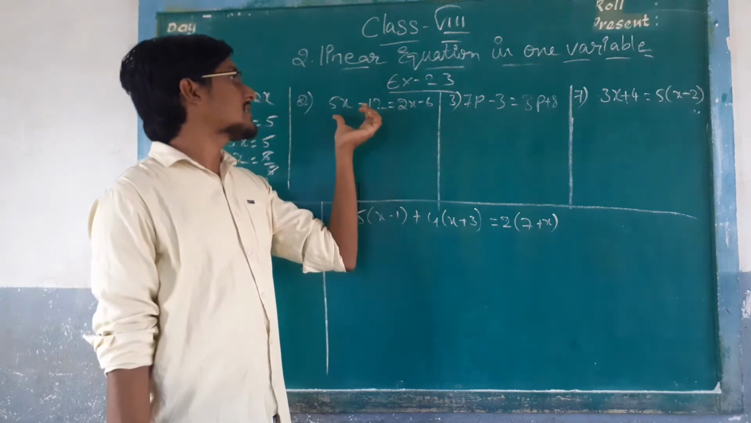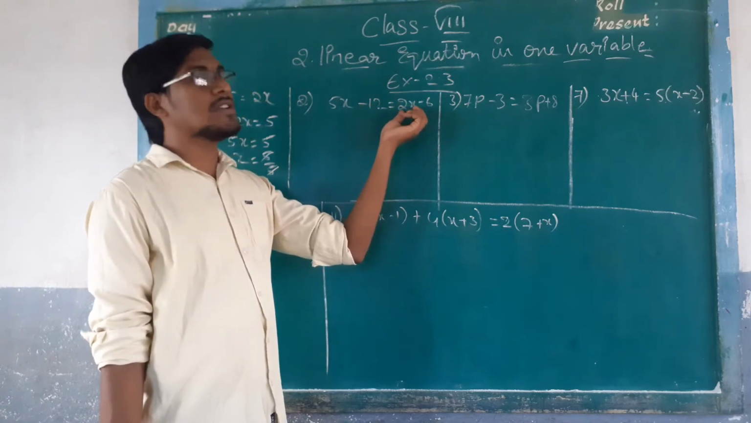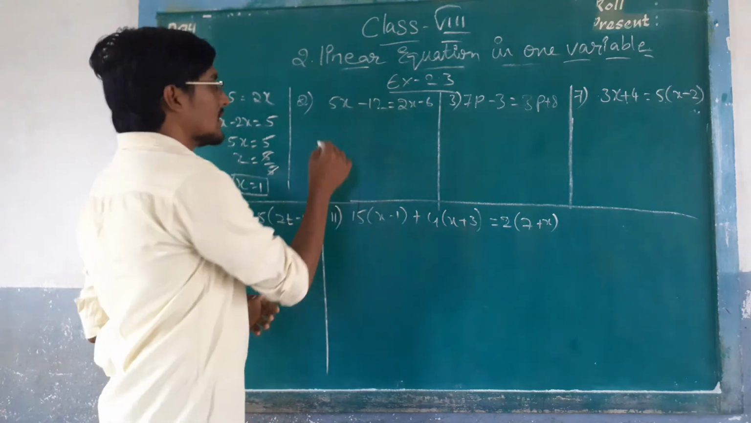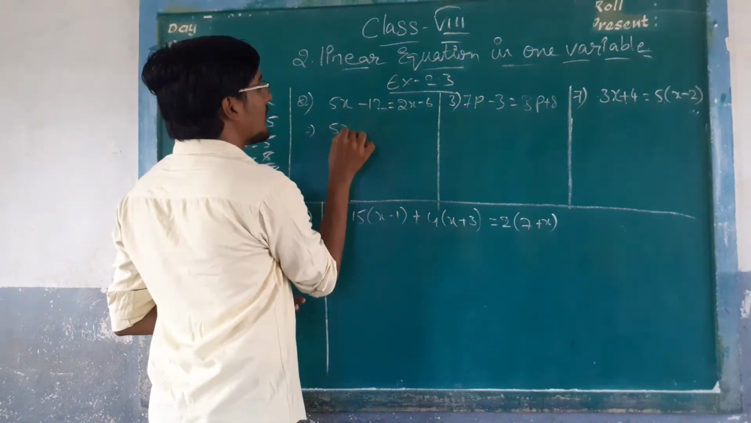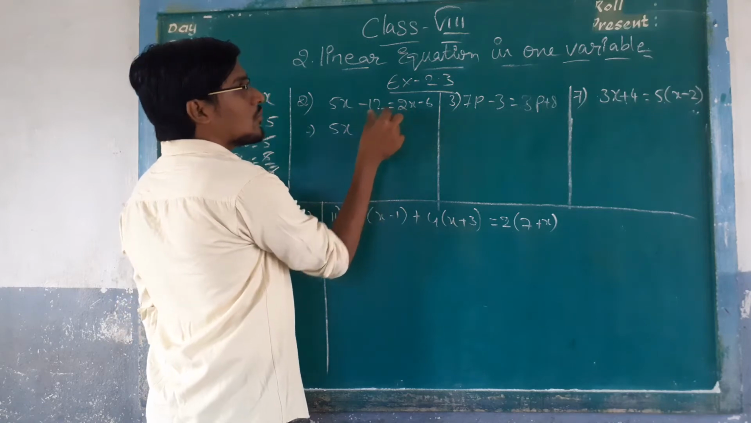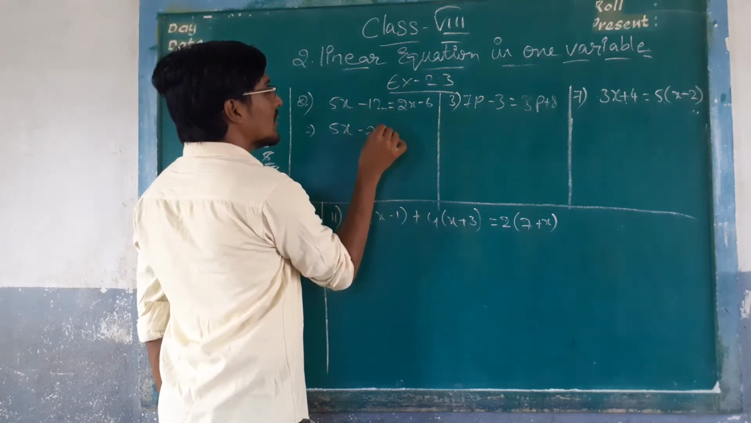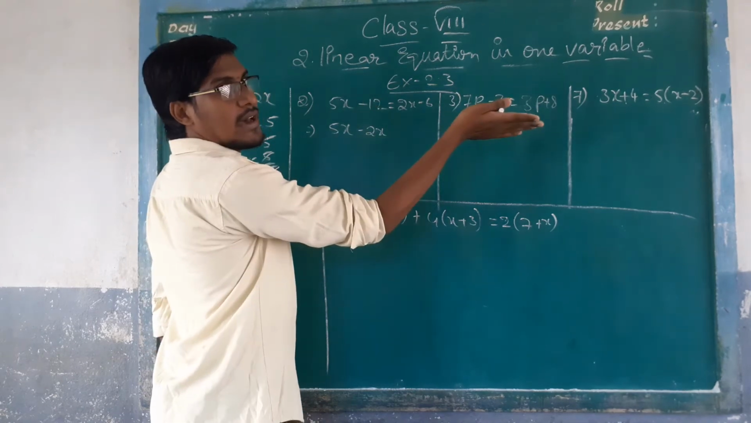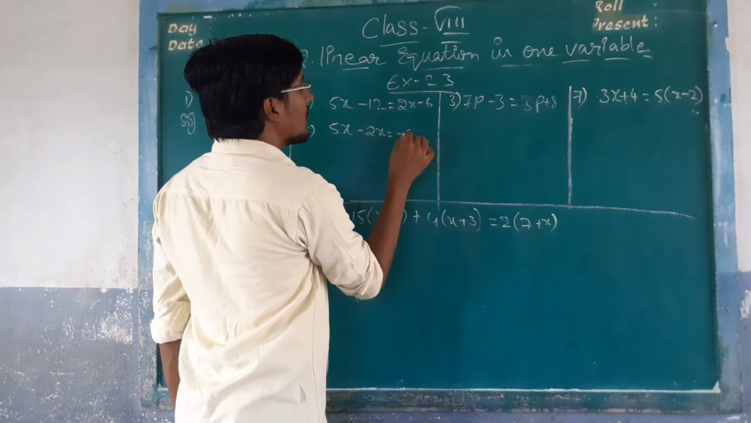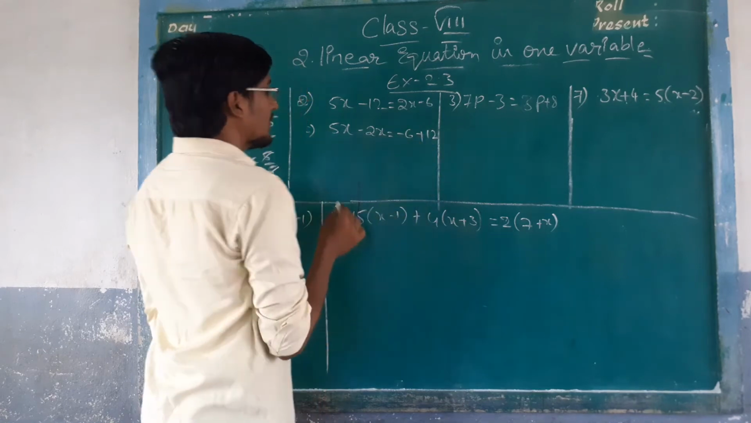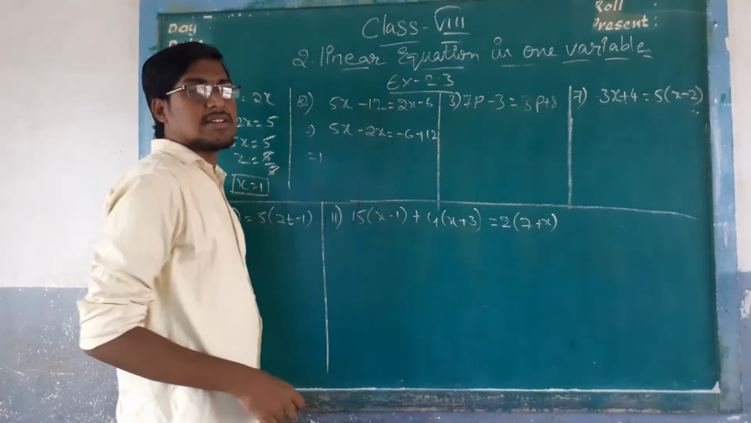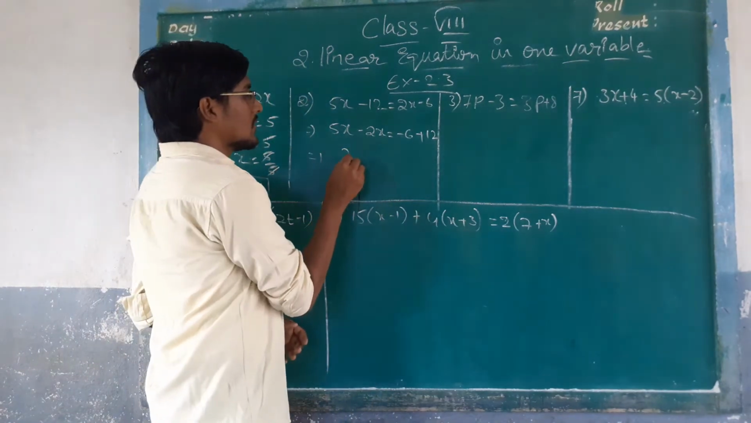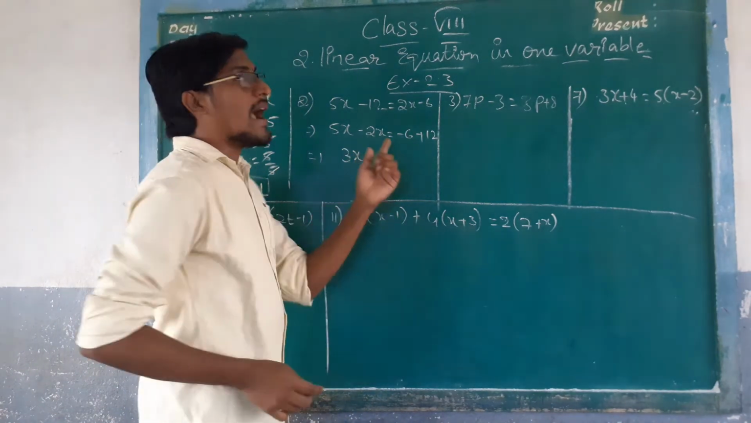So here 5x is a variable, and on the right hand side 2x is a variable. So move this variable to the left hand side. So 5x, this plus 2x moved to the left hand side means minus 2x. Move this minus 12 to the right hand side, it becomes plus 12. So 5x minus 2x, 5 minus 2. What is the value of 5 minus 2? That is 3. So 3x equal to minus 6 plus 12.